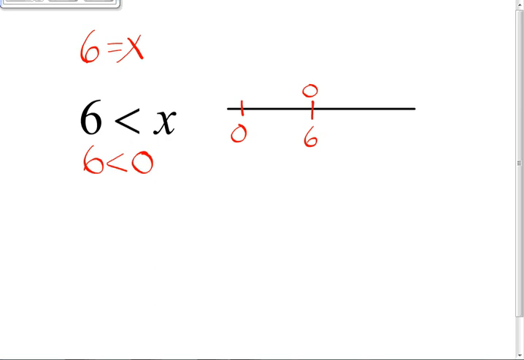Is that true? No. So I'm not going to shade this side. Nothing here works. This is the place where either that side works or the right side works, and it's the right side that works. And if you don't believe me, put in 10. Any number you want. Put in 100. Is 6 smaller than 10? Yes. That means any number you put in here works.